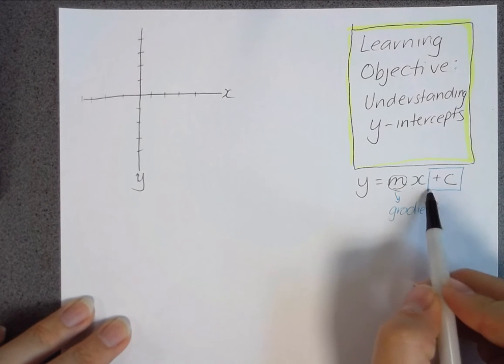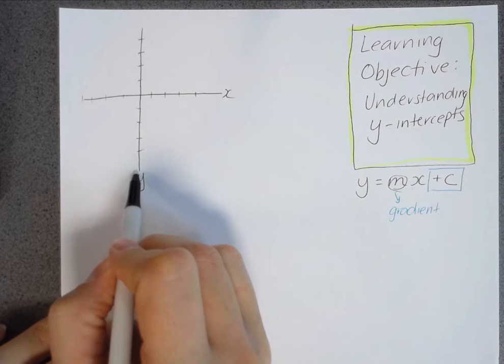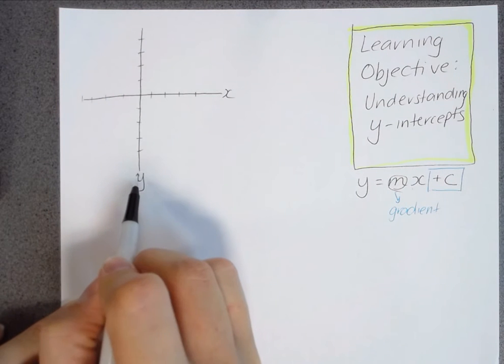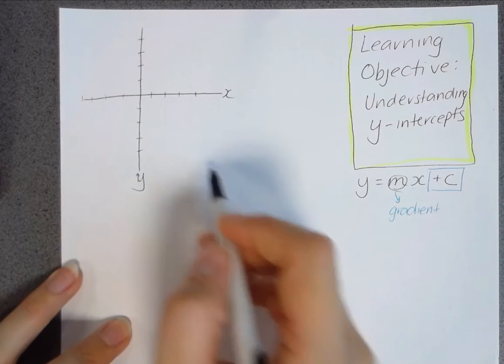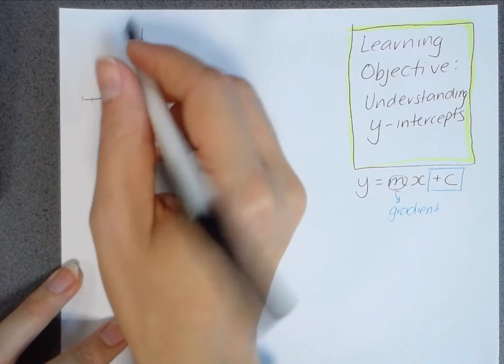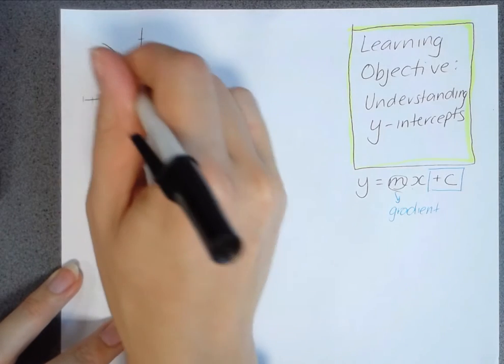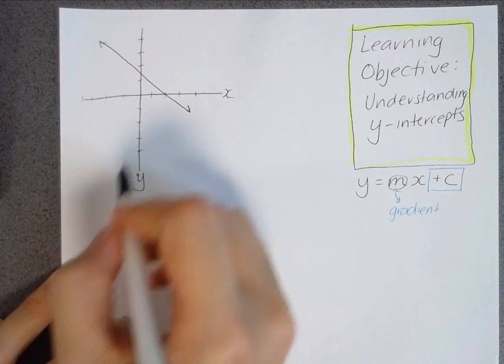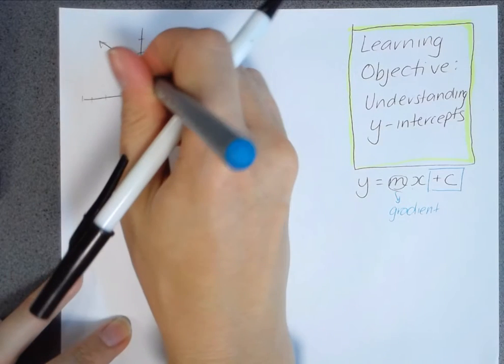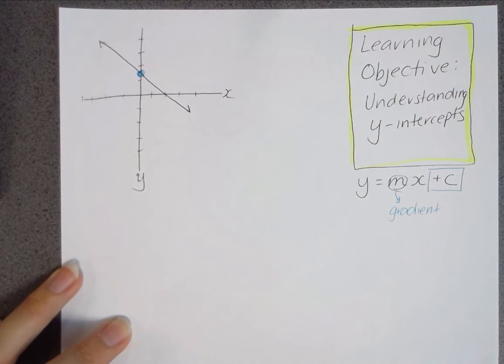Now the plus c is a number that's going to relate to a y-axis value, and that y-axis value will tell us exactly where the line runs into it. So what I mean is, if I had a line that went like this, then its y-intercept would be here. That's where it runs into the y-axis.